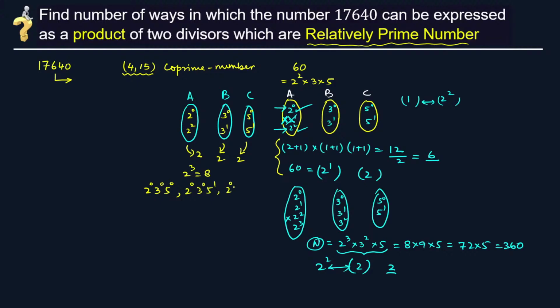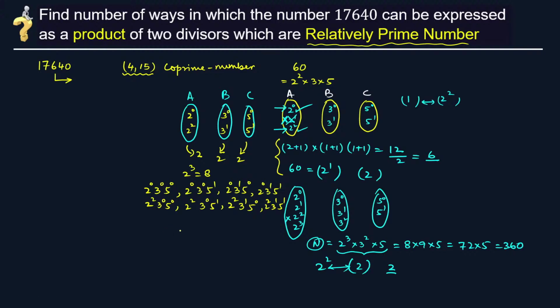So now it is 2 to the power 0, 3 to the power 1, 5 to the power 0. Again 2 to the power 0, 3 to the power 1, 5 to the power 1. Again 2 square, 3 to the power 0, 5 to the power 0. 2 square, 3 to the power 0, 5 to the power 1. 3 to the power 1, 5 to the power 0. And 2 square, 3 to the power 1, 5 to the power 1. That's it. These 8 numbers we are going to get.